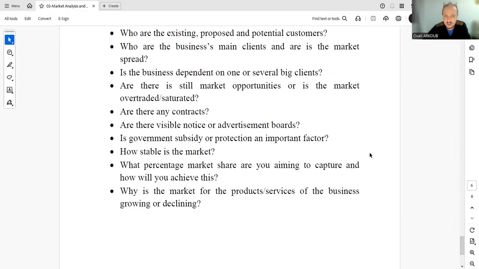What percentage market share are you aiming to capture, and how will you achieve this? Why is the market for the products and services of the business growing or declining? Growing or declining? You must analyze these factors and these causes.